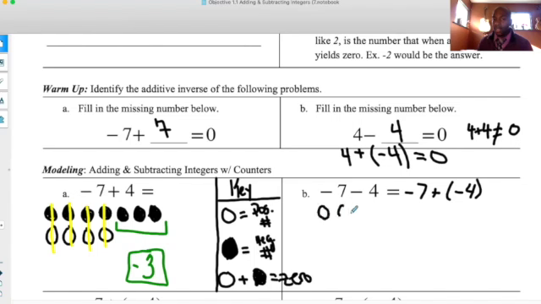We draw ourselves 7 circles. Then, remember, oh, I'm sorry. Should they be open or should they be closed? They should be closed. Why? Because it's a -7. So I'm going to shade them in and close each one of these. Okay?